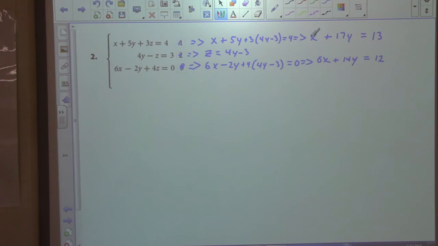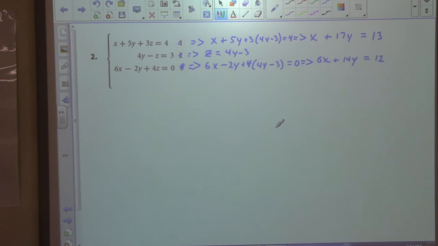Yeah, I think so. Here, right here, you have 5y plus 12y, so that's going to be 12. And then you have 3 times negative 3, that's going to be negative 9. And you add that to 4 on the other side. So that's where that 13 comes from. And here, this other one, you got 16y minus 2y, that's where that 14y comes from. And then you have this 4 times negative 3, that's negative 12. And on the other side, that shows up as 12. Does that make sense?